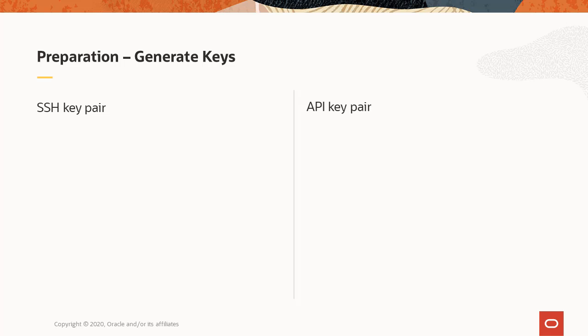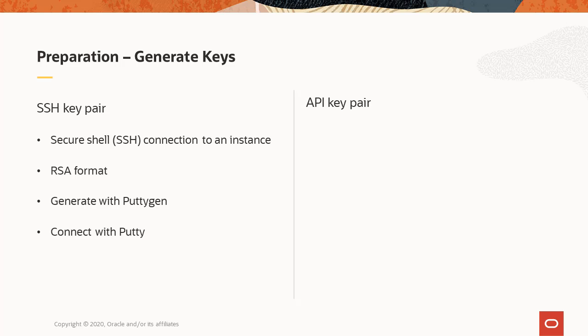To install and use the Cloud Manager installation, you must generate an SSH key pair and an API key pair. The SSH key pair is used to provide secure shell connection to an instance. We previously installed the third-party PuTTY software, which we will use to generate the SSH public and private keys. First, we use PuTTYgen, which is part of the PuTTY toolset, to generate an SSH key pair. Later in this video, we will use PuTTY to access the Cloud Manager instance in the OCI console.